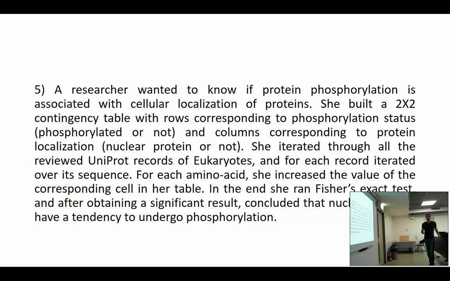She iterated through all the reviewed UniProt records of eukaryotes, and for each record, iterated over its sequence. For each amino acid, she increased the value of the corresponding cell in her table, depending on whether this amino acid was phosphorylated or not, and whether it belonged to a nuclear protein or not. And at the very end, she ran Fisher's exact test and, after obtaining a significant result, concluded that nuclear proteins have a tendency to undergo phosphorylation.